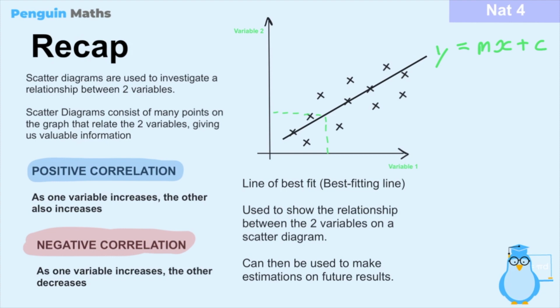And I also mentioned that the more points we have, then it's more likely that the best fitted line that we have will be accurate, but the fewer points that we have, then it's likely that the best fitted line will be less accurate.